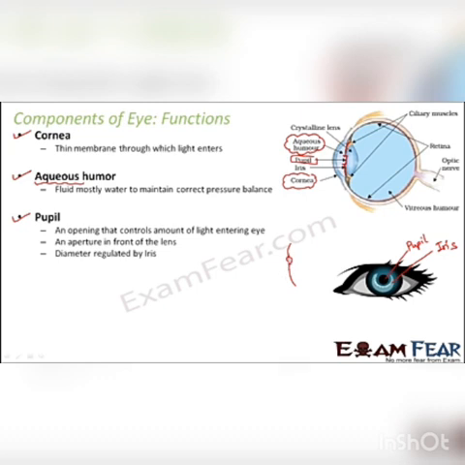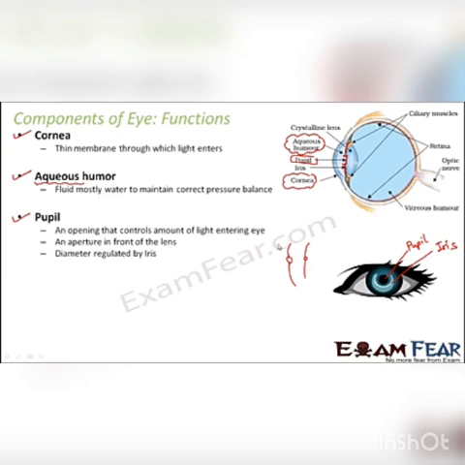Now whenever there is too much light present in the surroundings, we do not want all of that light to enter inside. So in that case, the size of the pupil decreases. How does it decrease? Because the iris comes together. When the iris comes together, obviously a very small opening is left behind, so the pupil size decreases.